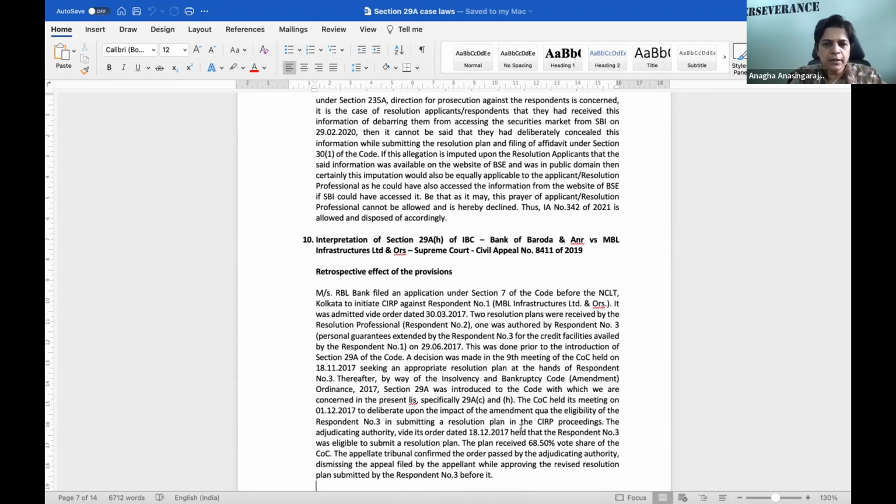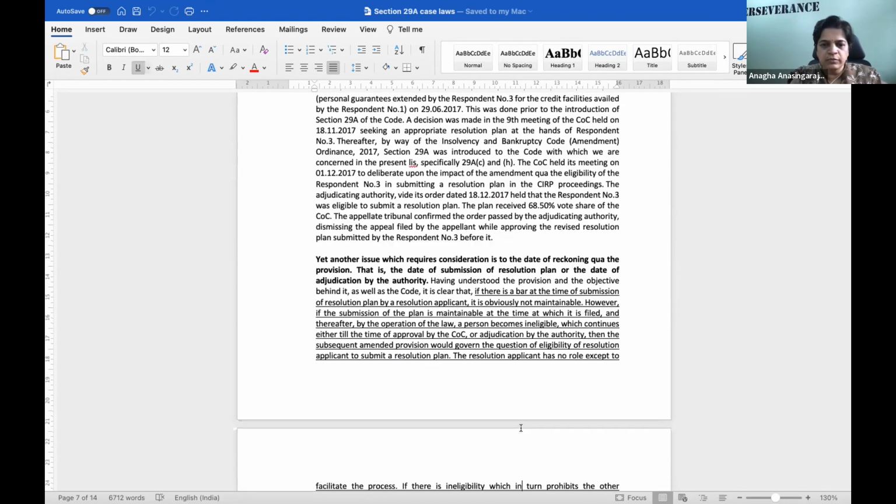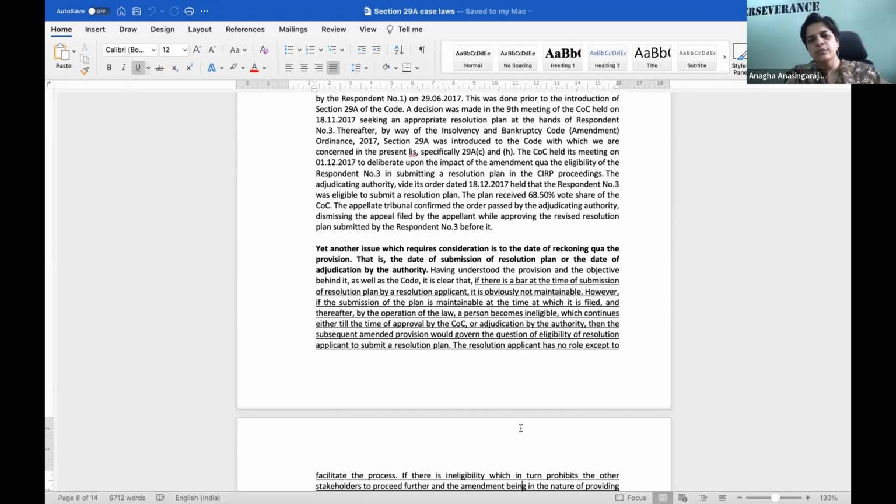This was decided by the Supreme Court. RBL Bank had filed an application under section 7, which was initiated, then the plans were received, and then once the amendment came in, it went back about the personal guarantees and about who will be applicable and eligible to submit the resolution plan. So the question to be decided was about the date of reckoning qua the provisions, that is, the date of submission of the plan or the date of adjudication by the authority.